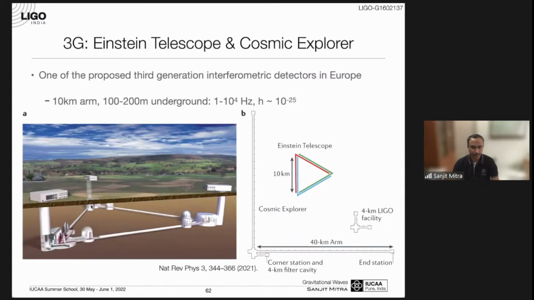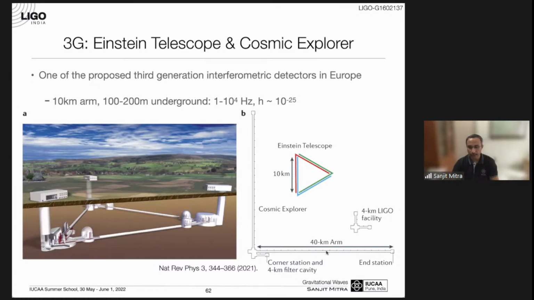So this is the Einstein Telescope's concept. It will be underground, about 100 to 200 meters, so that the seismic vibrations are a little less. The length will probably be 10 kilometers. It could be in a triangular shape and things like that. So this is what the present plan is. It can change. And this is what Cosmic Explorer is proposed to be.